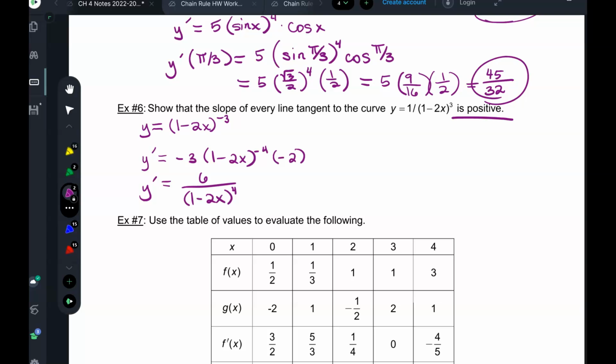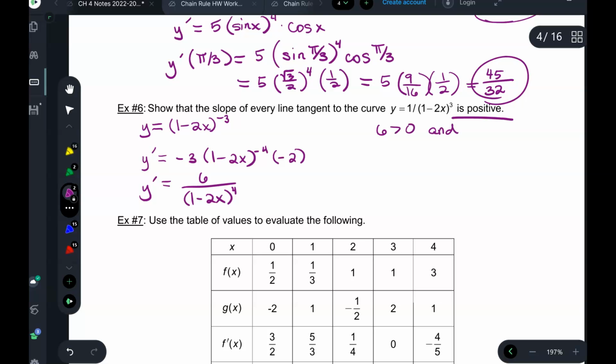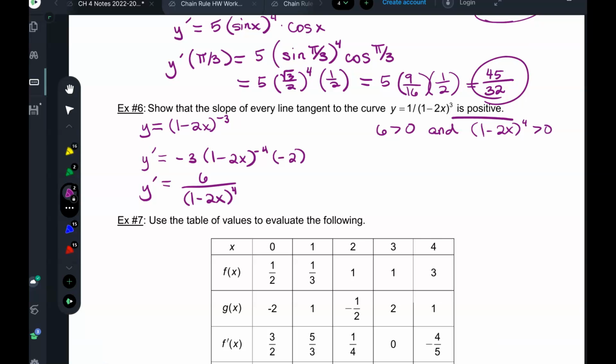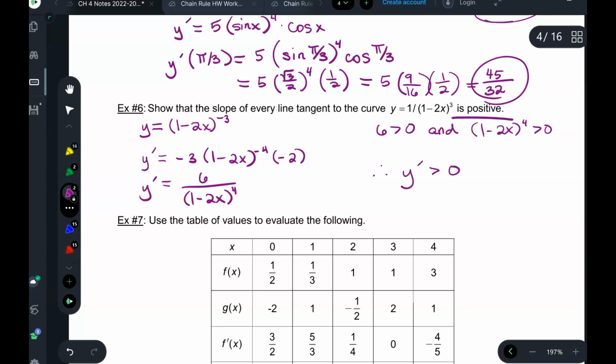Okay. Well, the numerator's positive, isn't it? So 6 is greater than 0, and 1 minus 2x to the fourth is greater than 0, right? Because it's got an even power. Therefore, y prime has to be greater than 0.